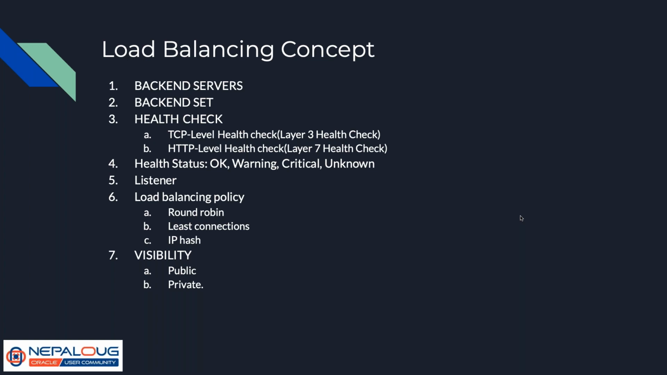We have an OK state. OK state means that the server is OK and is able to serve. Warning means some sort of issue has been there, so it's in the warning state. And we have a critical state, where the server is in a critical state and is not able to serve at all. And we have an unknown state. Unknown state happens at the beginning, when the health check has not been performed.